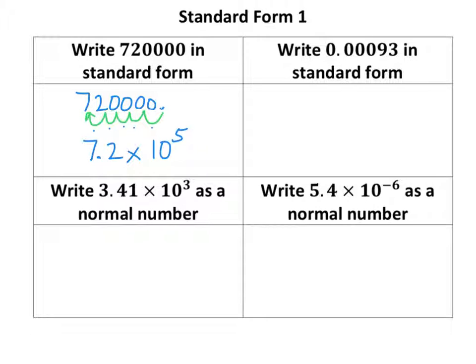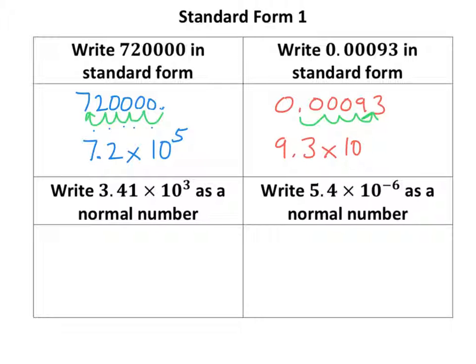Now, as far as very small numbers go, we're going to do pretty much the same thing. I've got 0.00093. And this time I'm going to be shifting all the numbers to the left, but it looks like I'm moving the decimal point to the right. Okay, so we go 1, 2, 3, 4. Okay, now 9.3 is a number between 1 and 10.